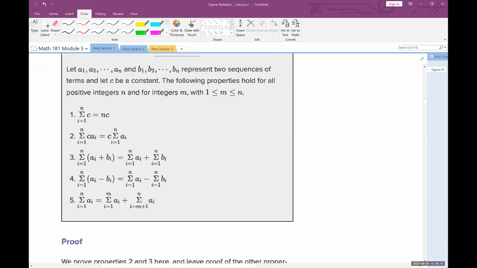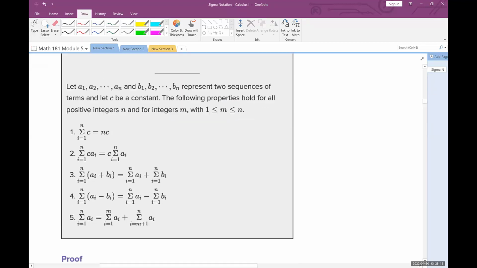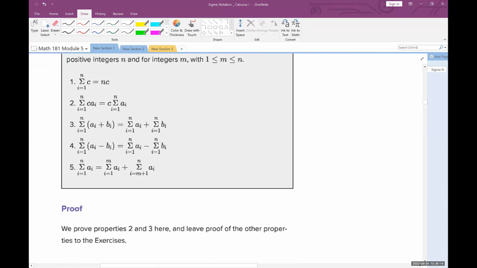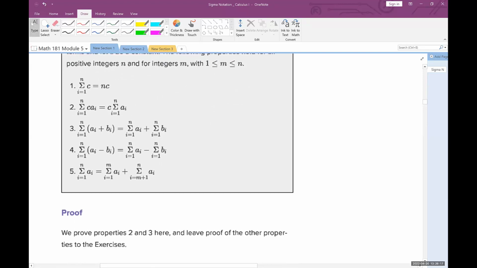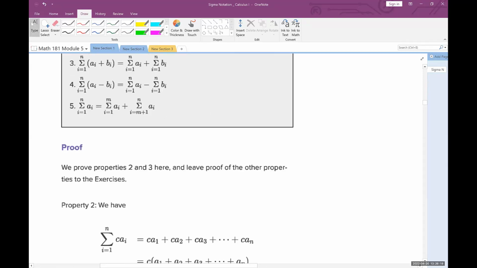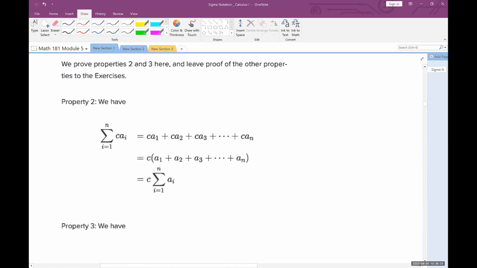I think it's funny that there are properties of sigma notation that are going to prove properties. Not properties that are immutable, but okay. Let's move on.